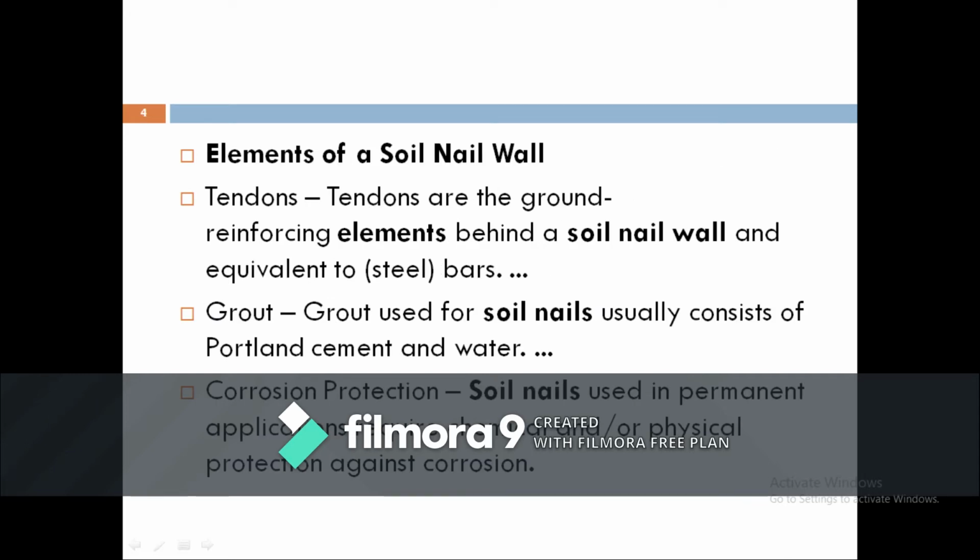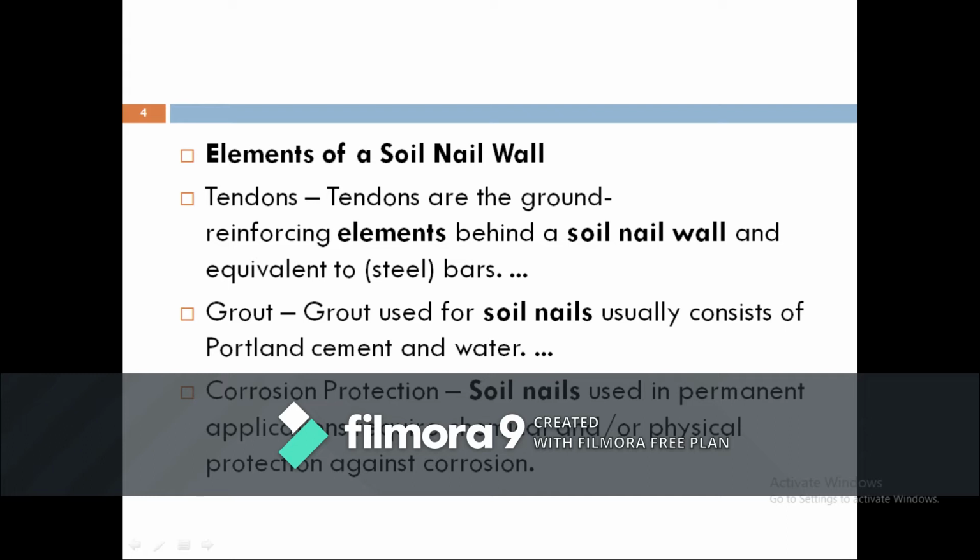The next thing in soil reinforcement is construction of soil nail wall. What is this soil nail wall? Elements of a soil nail wall. What are the elements that we find in soil nail wall? First one is tendons. Tendons are nothing but reinforcing elements which increase the tensile strength of the soil. So here tendons are the ground reinforcing elements behind a soil nail wall and equivalent to steel bars.